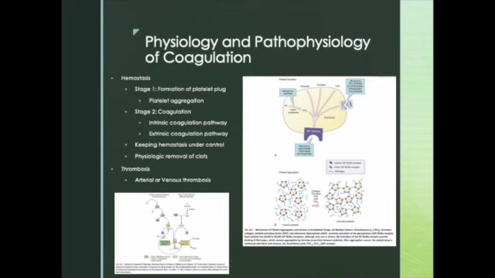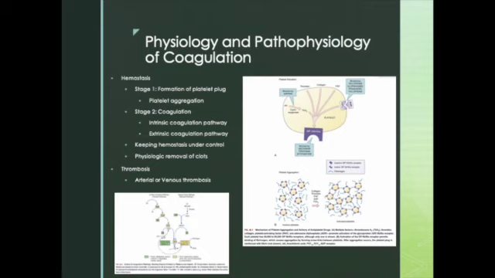We have the intrinsic pathway, or the contact activation pathway, and we also have the extrinsic pathway, or the tissue factor pathway. When these two pathways converge at factor Xa, this is going to set off a continuing cascade to eventually form the fibrin that is needed.